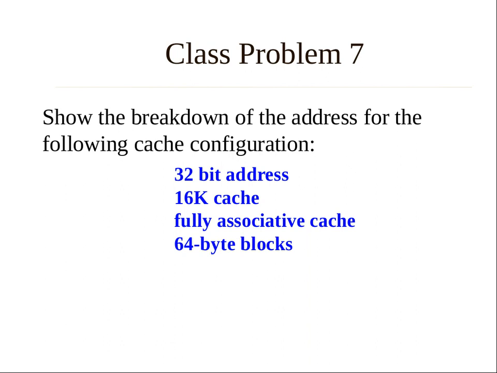You have no sets. What? Because any byte can go to any cache line. So it's fully associative, which makes the tag what? The rest of it. 26.